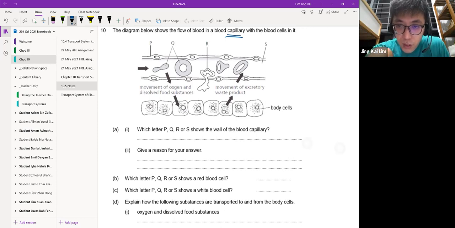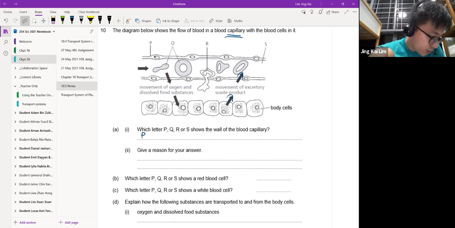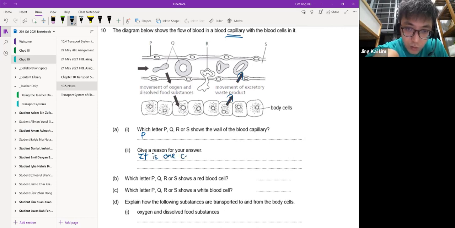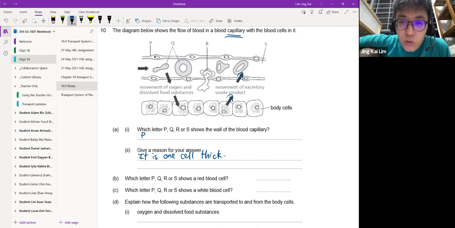Body cells are here. The waste product is trying to move from here to here and through this particular thing. So P should be the capillary already, the walls of the capillary, because they are one cell thick. Okay. So that's the answer for part 1 and part 2. Okay, so is it difficult? No. You just need to know that capillaries are one cell thick. So of course, you look at the arrows to identify where exactly is the capillary.